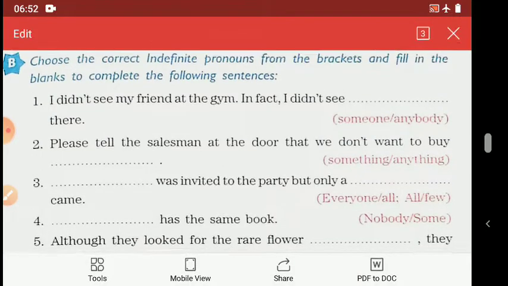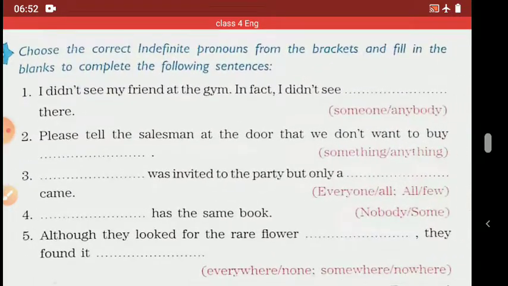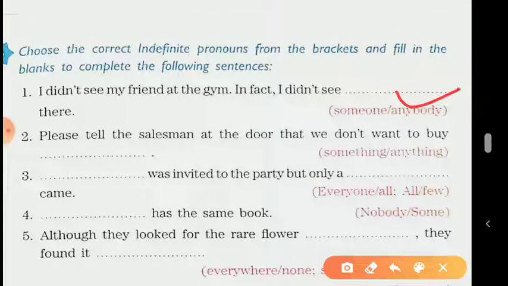We'll be using anybody. I didn't see my friend at the gym. In fact, I didn't see anybody there. We cannot say someone. Anybody. We couldn't see any person, so we have to choose the correct word, anybody. I didn't see my friend at the gym. In fact, I didn't see anybody there.